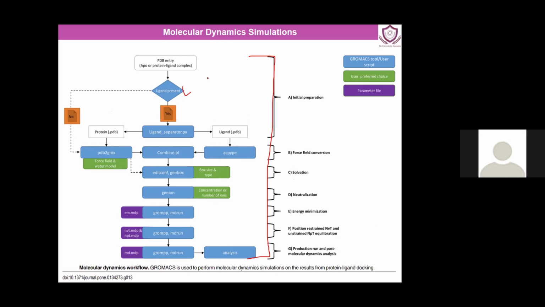The blue ones are obviously the GROMACS tools or scripts available with us. In this case, there are user parameters which we need to use. And the blue-purple ones are obviously the parameter files. These are the three important components needed for any simulation program.